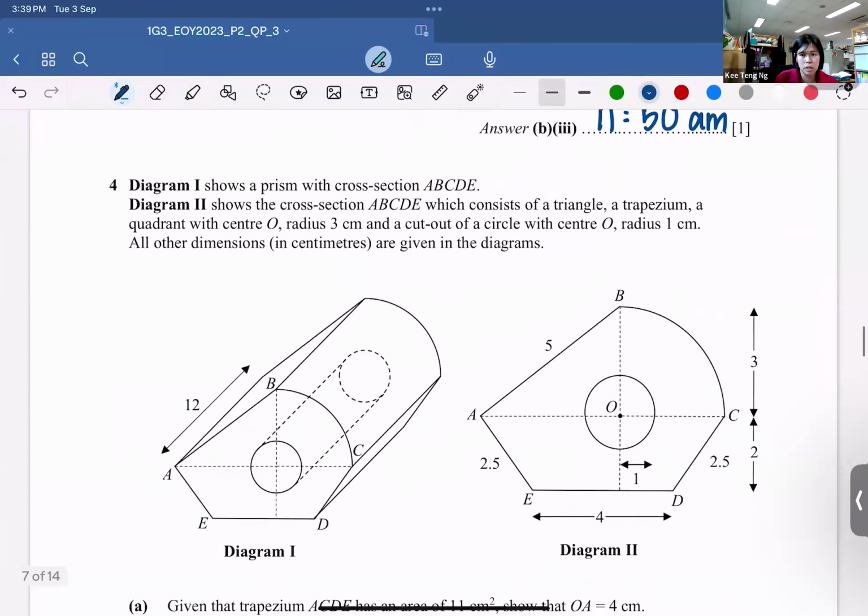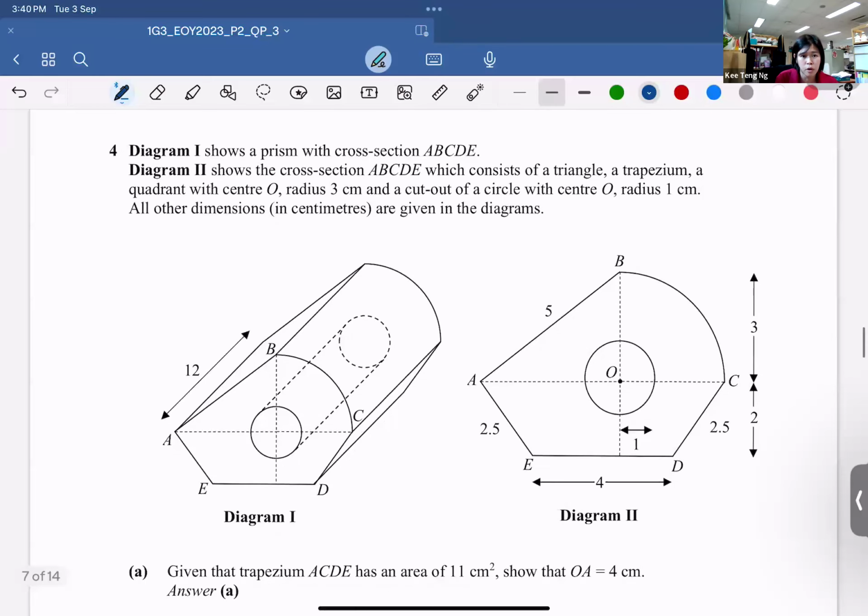Next question. This question over here, question number 4. Diagram 1 shows a prism with a cross section. A lot of students are asking me again, what is a cross section? For example, this one is actually a prism. How am I going to cut this such that I can have every piece of it in the same shape? I'm going to cut it top down.